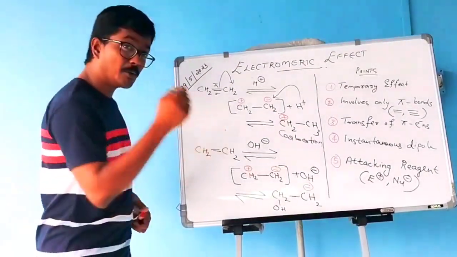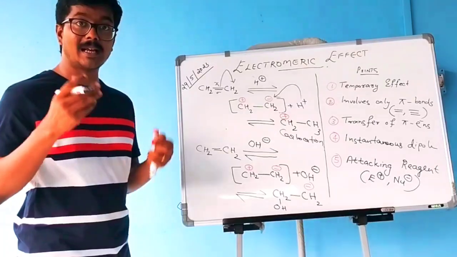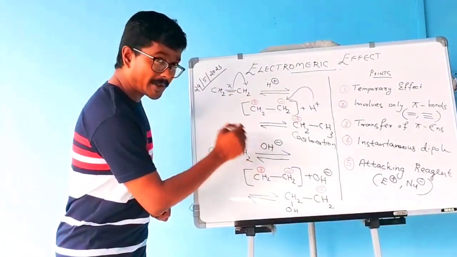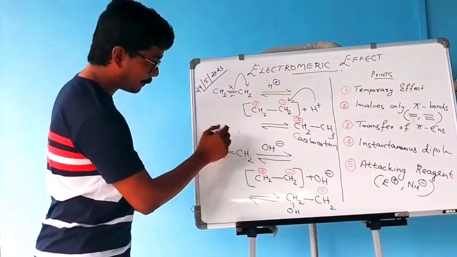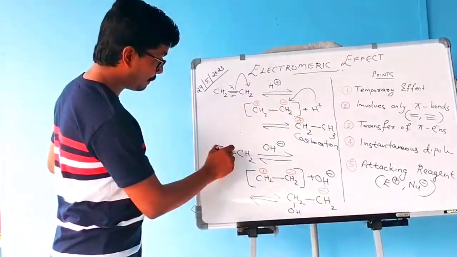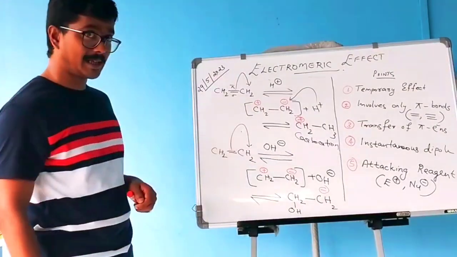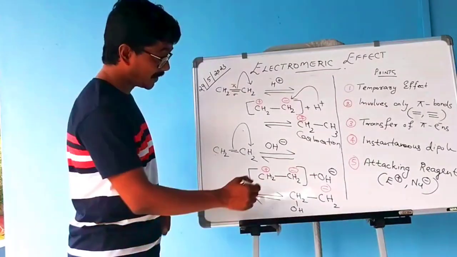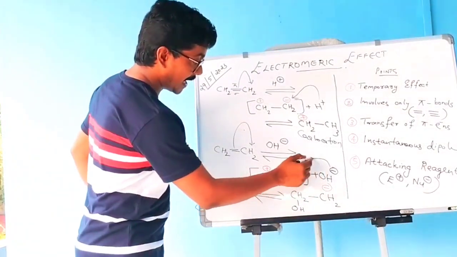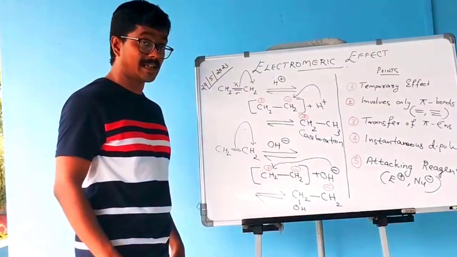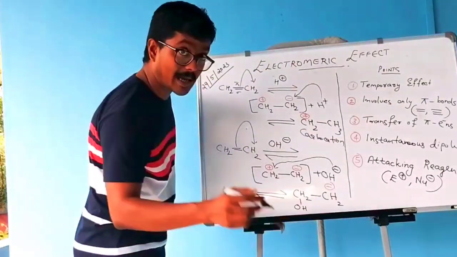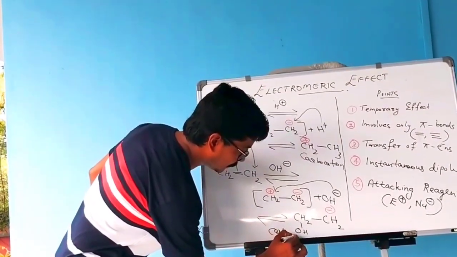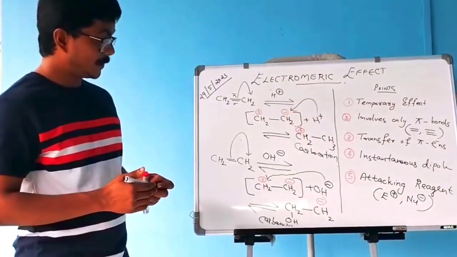Similarly, consider a nucleophile, an electron-rich species which can donate, let's consider OH minus. When OH minus approaches a pi system, the pi electrons will shift to the nearby carbon atom. As a result, a positive and negative charge is created on the system, and the OH minus will attack the positively charged carbon atom, forming a carbanion.